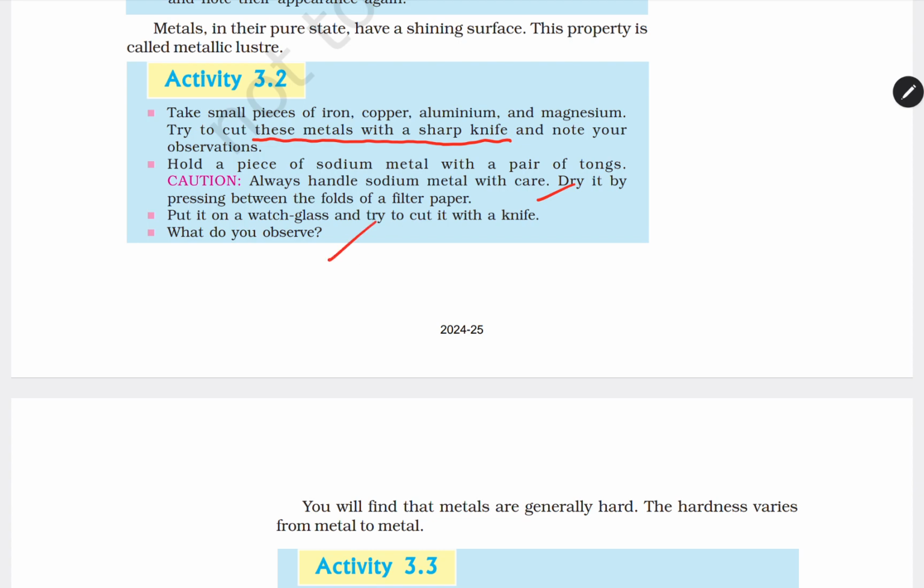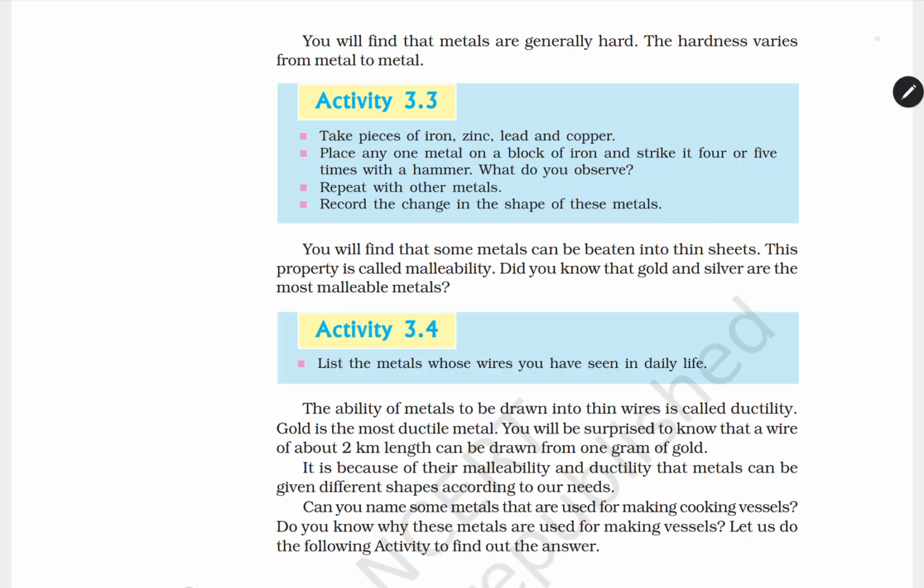What do you observe? Basically they are hard in nature. You will find metals are generally hard, though the hardness varies from metal to metal. This you all observe, right? Iron is a very hard substance. Compared to iron, silver and gold are soft in nature. But in general the property is hardness. Now we discuss the other property.